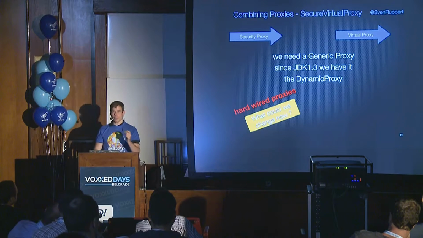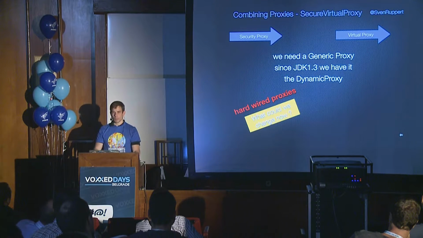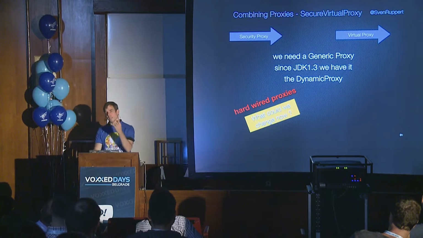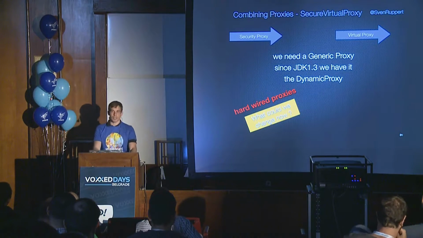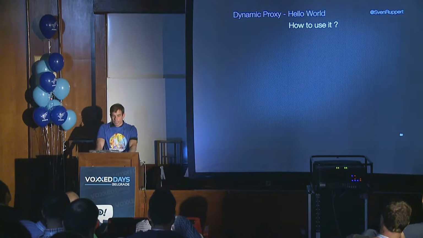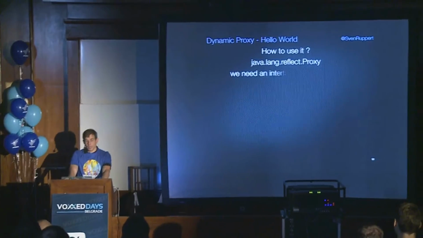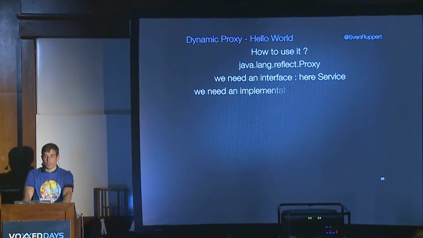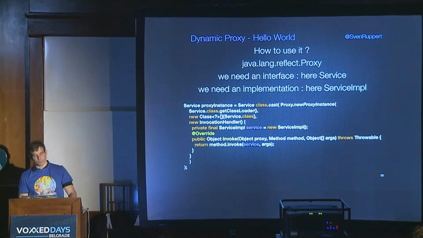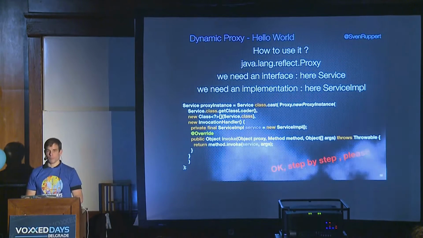So both are good or not. So the dynamic proxy itself will give you a generic implementation, but the handwritten stuff could be more effective. And later, I will give you some ideas how to make it fast if you have static compiled proxies. So how to use it? A dynamic proxy, you have to use Java lang reflect proxy. Then you have an interface and you need an implementation. That's it. If you want to use it, you have to write some basic stuff. But please, step by step.